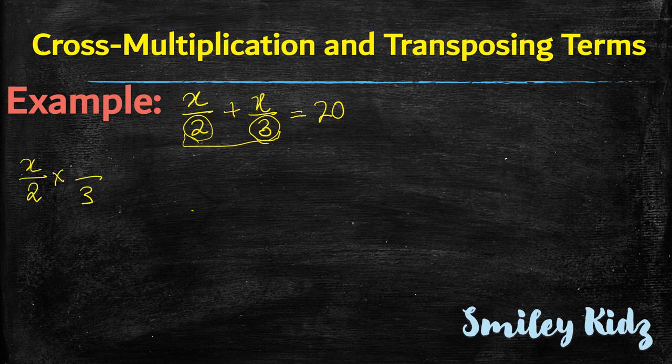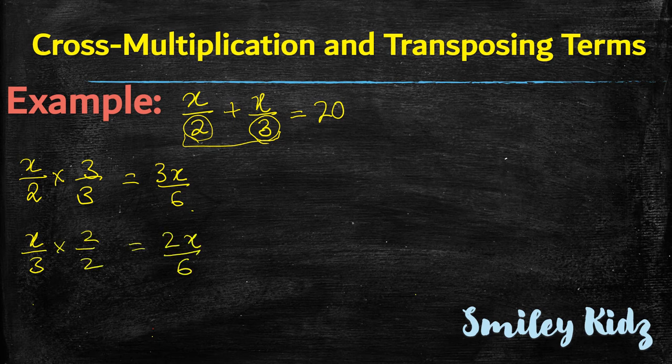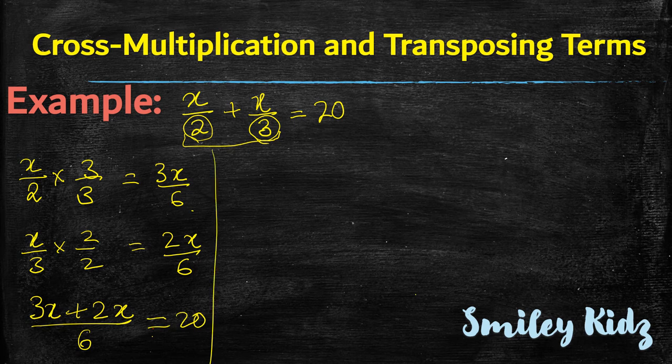x by 2 multiplied by 3 by 3 is equal to 3x by 6. x by 3 multiplied by 2 by 2 is equal to 2x by 6. Now here we got the same denominator, so we will simply add them. 3x plus 2x by 6 is equal to 20. Now 3x plus 2x is 5x. 5x by 6 is equal to 20. Now 20 can also be written as 20 by 1. Now we will be applying the method of cross multiplication here.